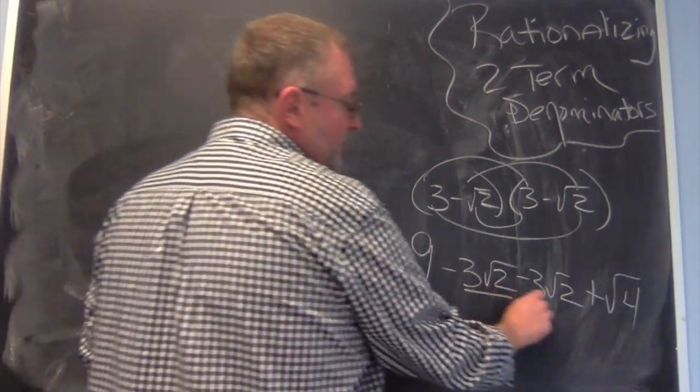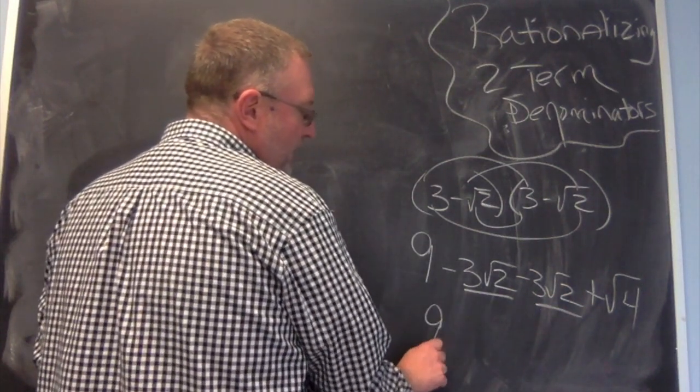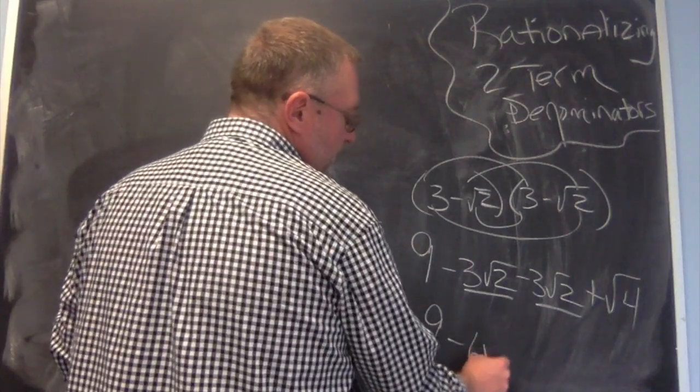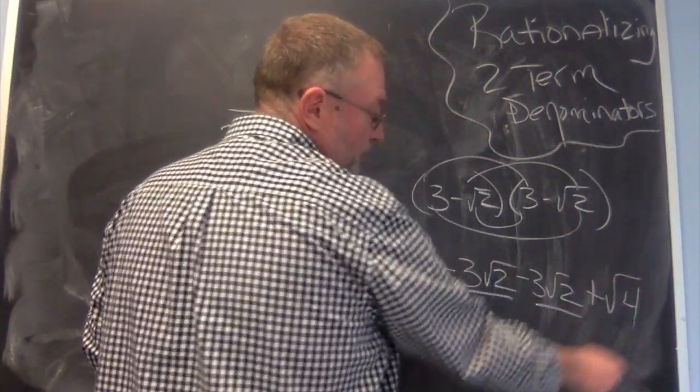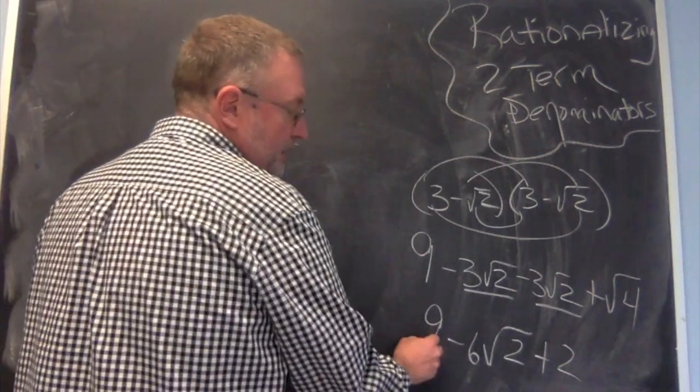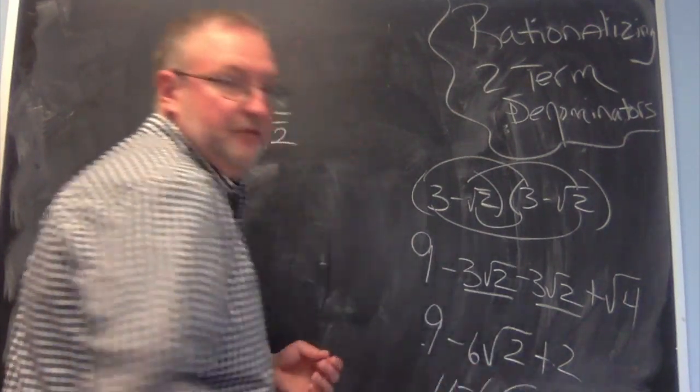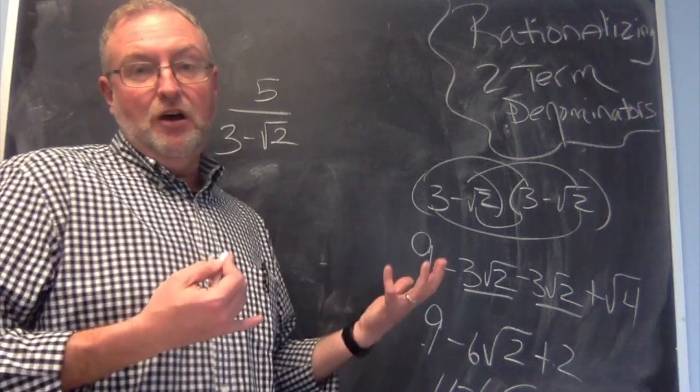Now you can put the outer and the inner together. In this case, I'd have 9, then negative 3 square root of 2 plus negative 3 square root of 2 would be negative 6 square root of 2. The square root of 4 is 2. 9 plus 2 is 11, minus 6 square root of 2. So we're able to solve that.